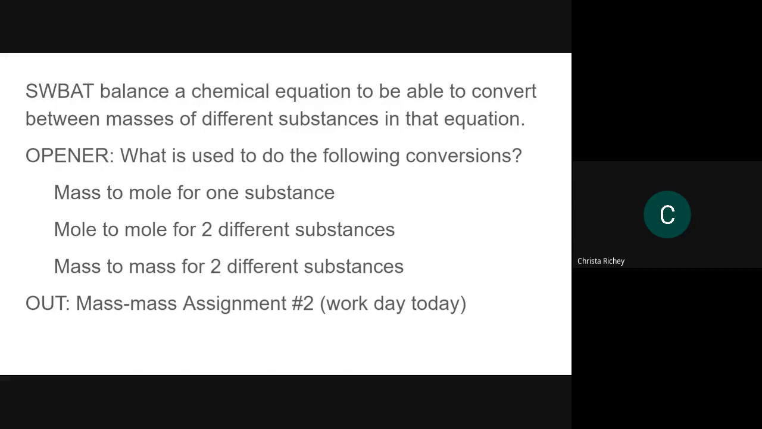Well, you did. Awesome. To do a mass for two different substances, the first two are one steps. Mole to grams for one thing is a one-step molar mass. Mole to mole for two different things is a one-step balanced equation. Mass to mass for two different substances, I'm linking it all together on the board.